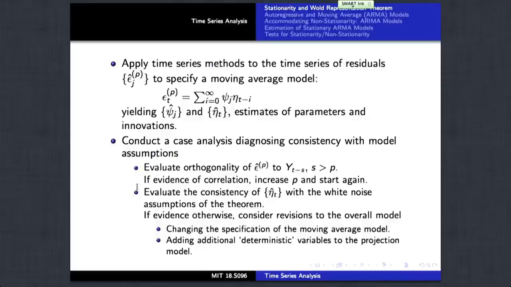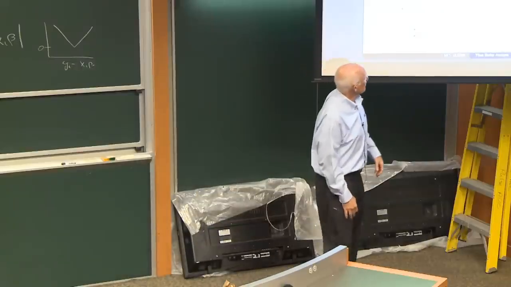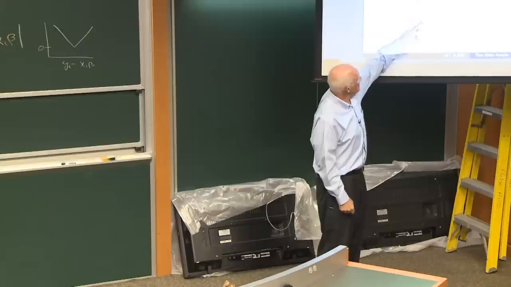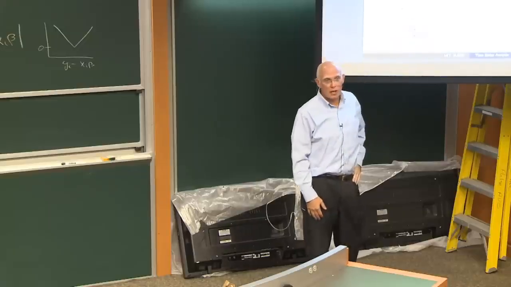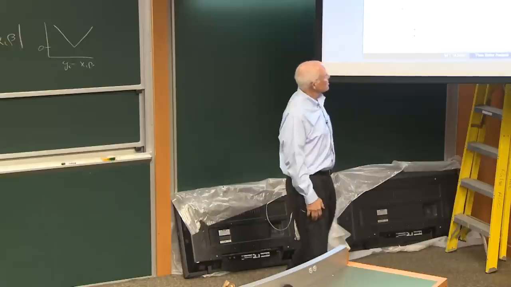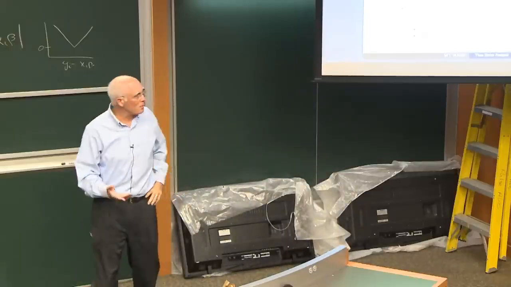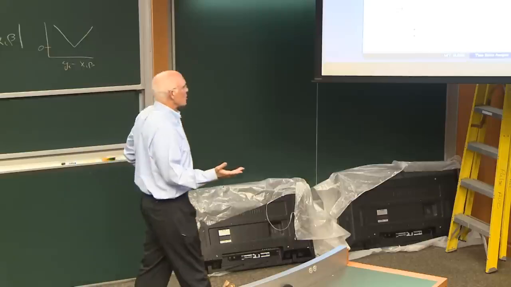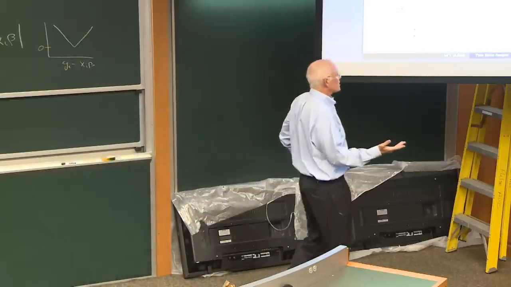Well, the residuals should be orthogonal to longer lags than t minus s, or longer lags than p. So we basically shouldn't have any dependence of our residuals on lags of the stochastic process that weren't included in the model. Those should be orthogonal. And the a_t hats should be consistent with white noise. So those issues can be evaluated. And if there's evidence otherwise, then we can change the specification of the model.